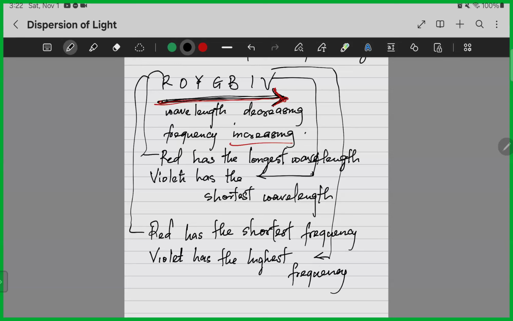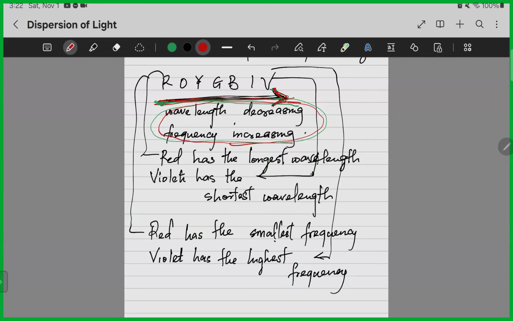I can call frequency smallest. In this case, not shortest, smallest frequency. So just keep that in mind. Just keep this particular one, ROYGBIV. As you write it, as you're increasing it from left to right, wavelength is decreasing, frequency is increasing.